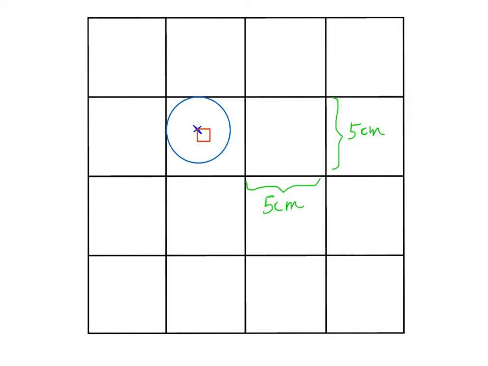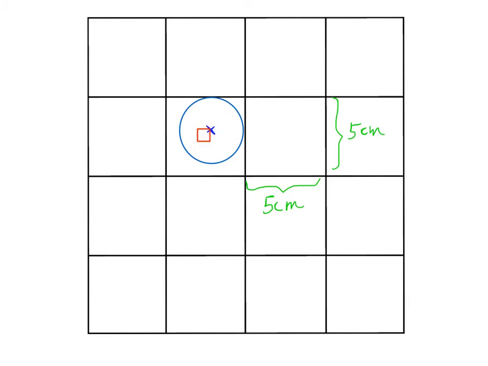Now we can see that the center of the circle cannot move away from this red square. If it is beyond or outside the red square, then the circumference will cross or intersect the grid of square. Okay, so do we know the size of this red square?